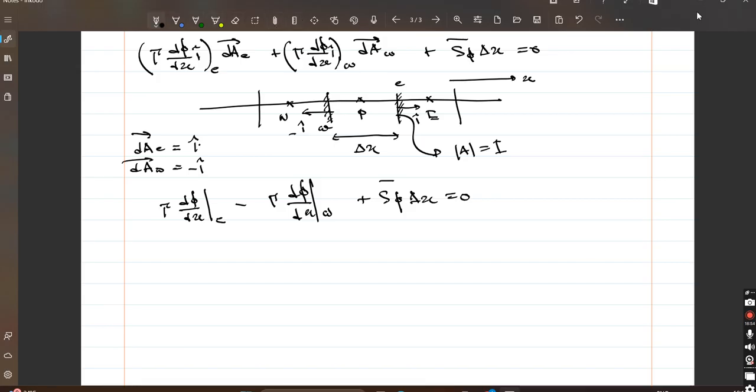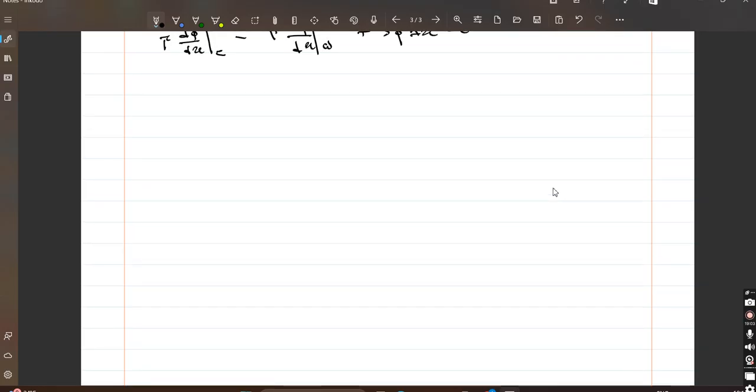Okay, now we have most of the things ready. Now we'll need to model this part, right? So we'll need a profile assumption.